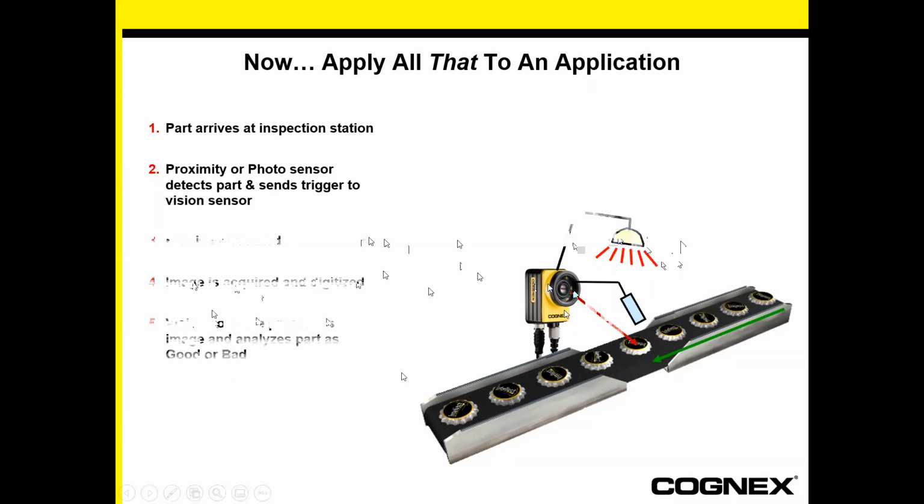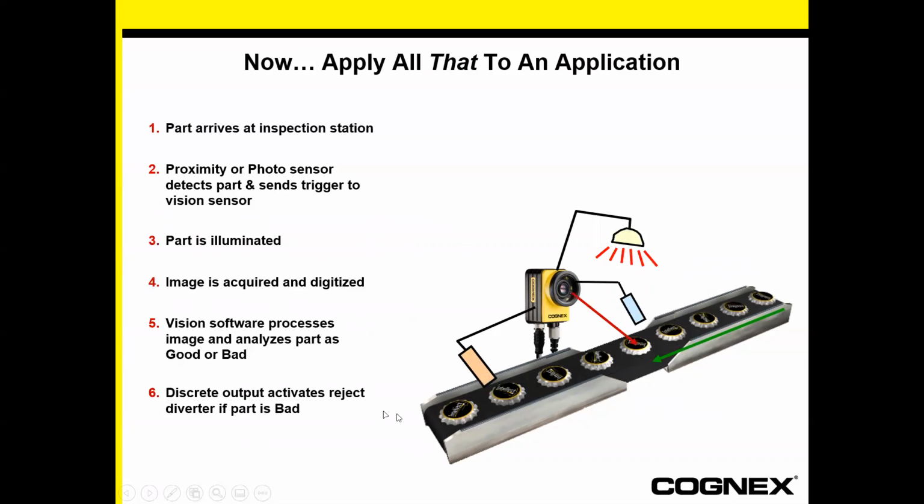The vision system will then work out good or bad. What do we want to do if it's good or bad? Do we want to put in a diverter, blow it off, push it off the line? What are we going to do? Stop the line. Sometimes people want to do that.